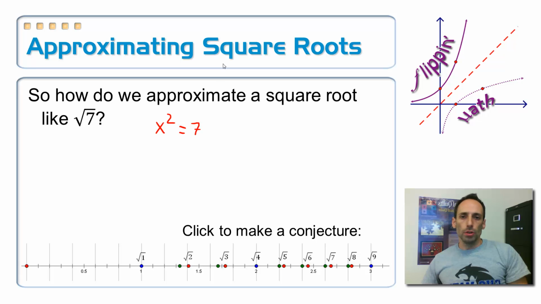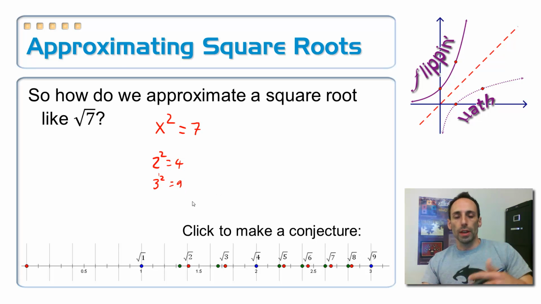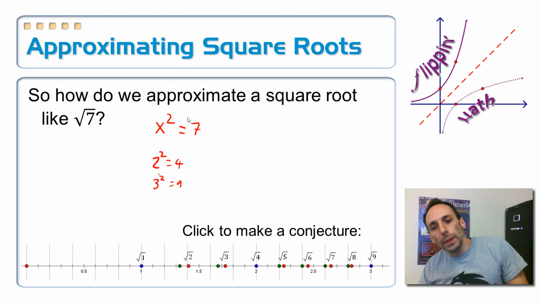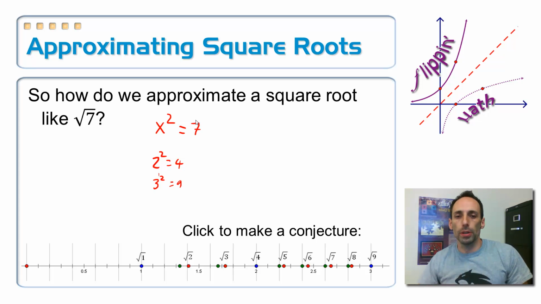You know that there's not a whole number that does this, because 2 squared is 4, which is too small, but 3 squared is 9, which is too big, and 7 is between those two. Most people can go, I know it's bigger than 2 but smaller than 3. That's pretty good, but we're going to get at least one more decimal place of accuracy. So this number is in between the square root of 4 and the square root of 9.